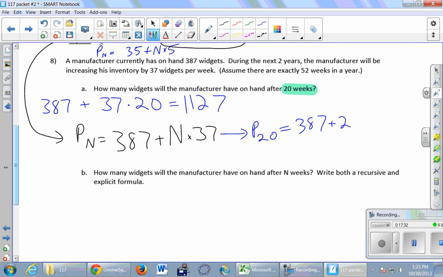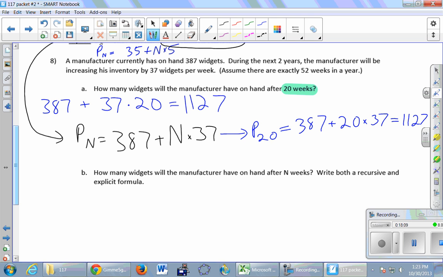387 plus 20 times 37, which I can do in my head because I'm just that smart. But it's just Casey's calculation, right? So I'm just showing you intuition agrees with the formulas. I'm just giving you more practice with these formulas. Okay, part B, we've actually already answered. How many widgets will the manufacturer have on hand after n weeks? That's the formula we wrote in black. That's how many we'll have after n weeks.